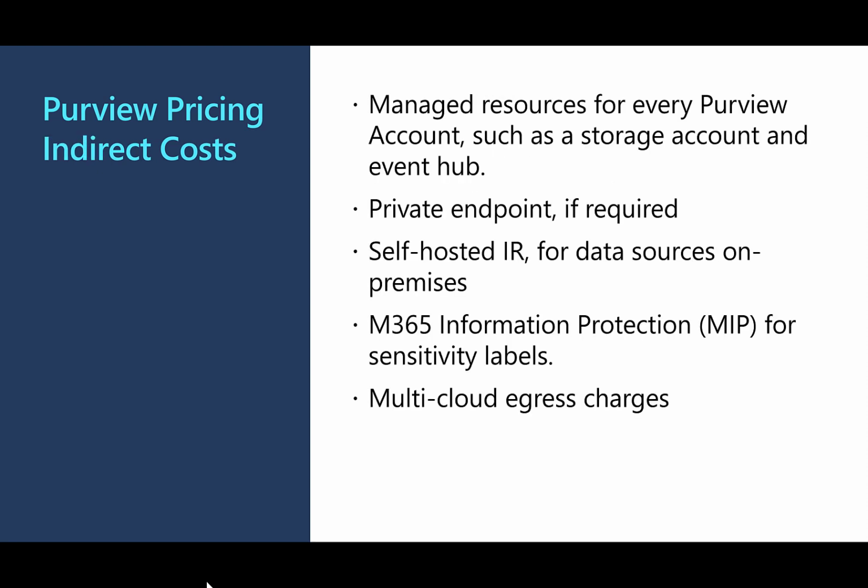There are indirect costs we should be aware of. So for example, when we deploy our Purview account, there's also a managed resource for storage and event hubs. We might use a private endpoint if we're hosting it within a self-contained VNet. If we're running a self-hosted IR, we might need additional resources for that. And then if we're running M365 information protection for sensitivity labels, we would have that cost as well. And then the possibility of multi-cloud egress charges. So if scanning data in another cloud, there's potential for bandwidth charges. Naturally, there can be quite a bit of variability here depending on usage.